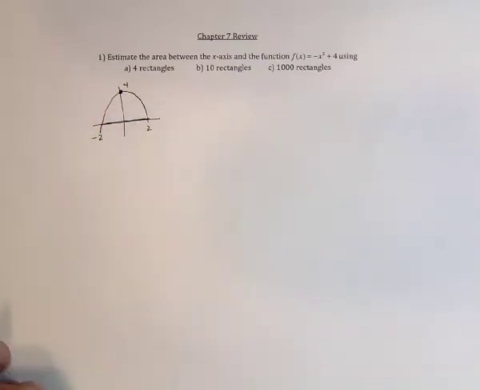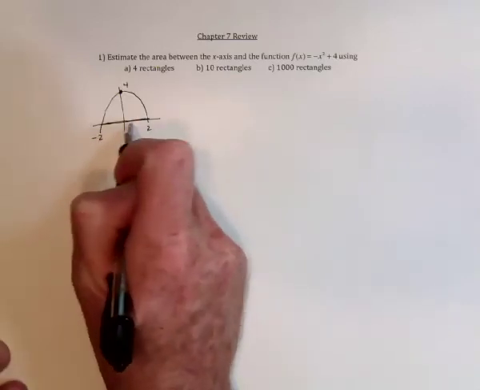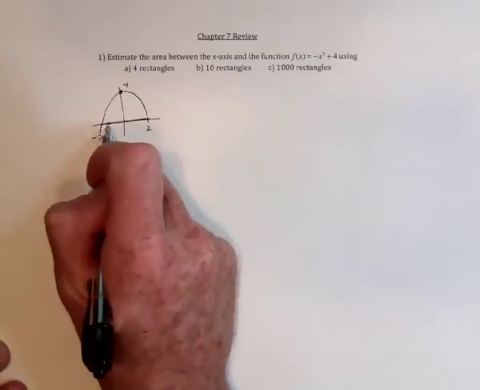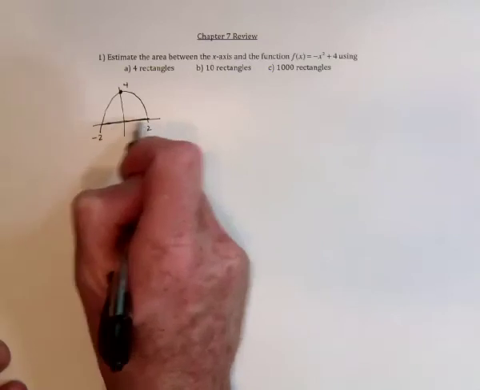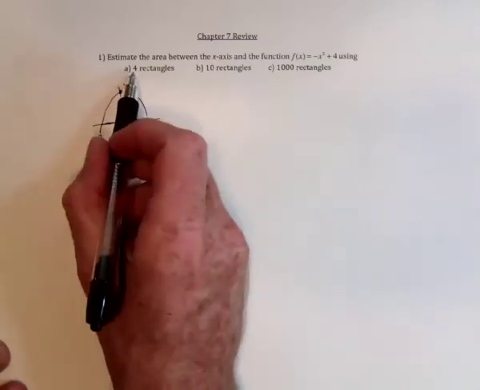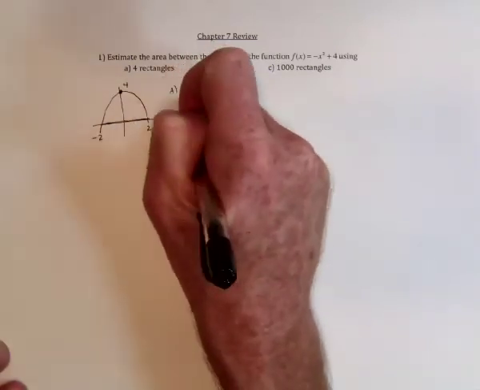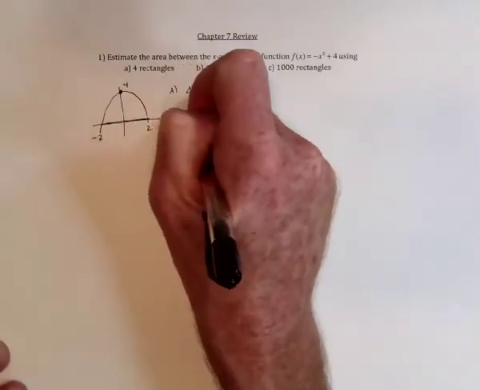And we're going to use rectangles to do that. First of all, 4 rectangles. So we take this from -2 to +2, which is a length of 4. So take that length of 4 and divide it into, for this, 4 equal pieces. So for part A, it's called delta x.